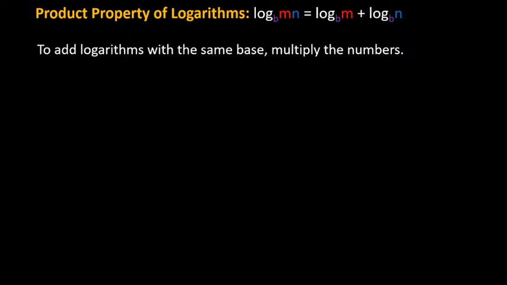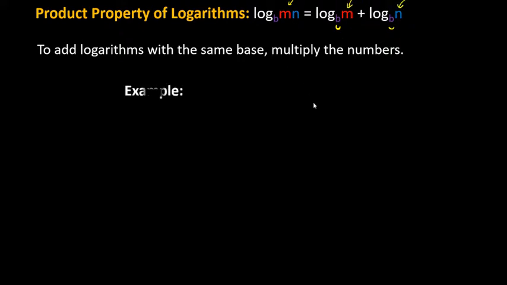The product property of logarithms. This property tells us that if we want to add logarithms with the same base, we multiply the numbers, or as I was calling them, the results. So if I had two logarithms that I wanted to add together, again, very crucial that they have the same base, I could combine them by multiplying those result numbers together.